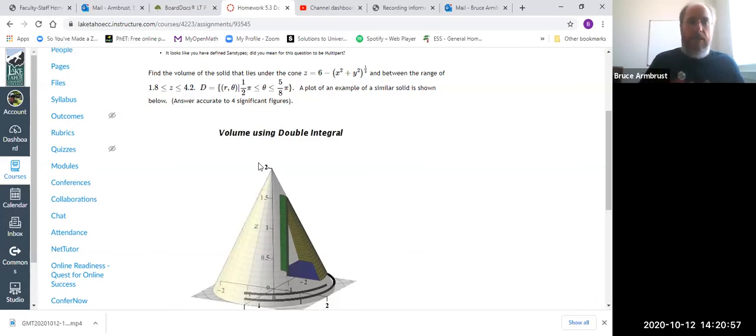But they also tell us a D, a region over which we want to look. So let me write all this information down again so that I can transfer it to the whiteboard. So we have z's between 4.2 and 1.8. And then we're just told our theta, we only have a theta restriction.